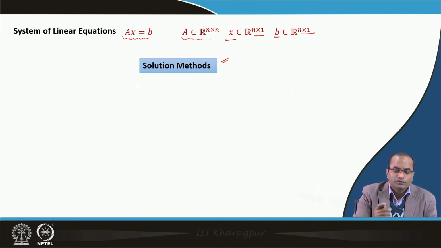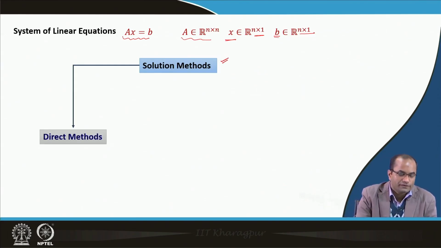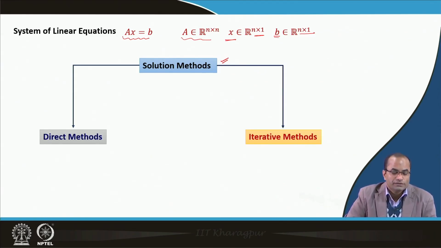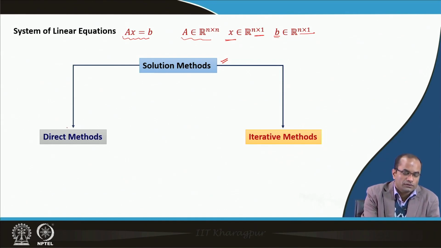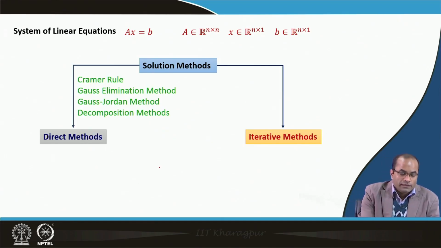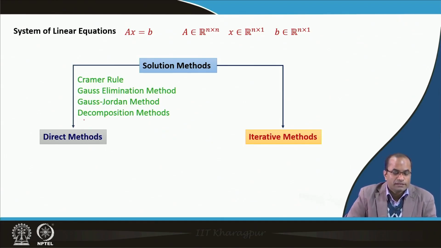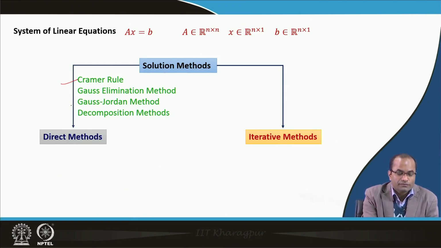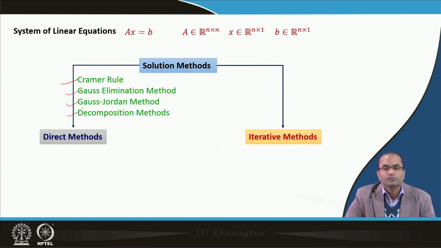So, what are the possible solution methods for such a system? Broadly there are two categories, one we call the direct methods, another one we call the iterative methods. In the category of direct methods, we have Cramer's rule, which the students are familiar with. We have the Gauss elimination method, which was discussed in linear algebra in engineering mathematics 1, and we have the Gauss-Jordan method. So, again a similar approach, and we have also many other so-called decomposition methods, etc.